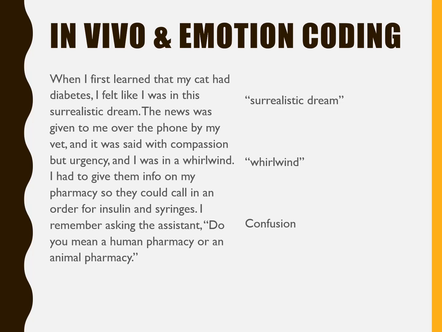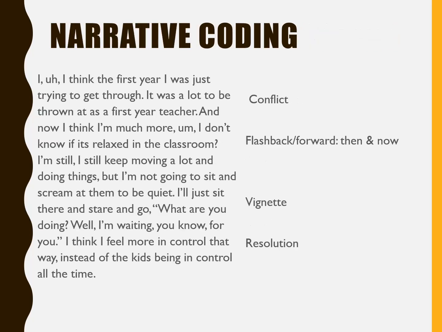And so the coding that's been done there is around "surrealistic dream" as the emotion that was initially felt, the emotion of being in a "whirlwind," and then what the researcher has inferred is confusion. So that's the summary from the last bit. So the final coding example I'm going to give you is narrative coding, where you're coding for the elements of a story that's being told. And this is from an interview with a primary school teacher in her second year of teaching.